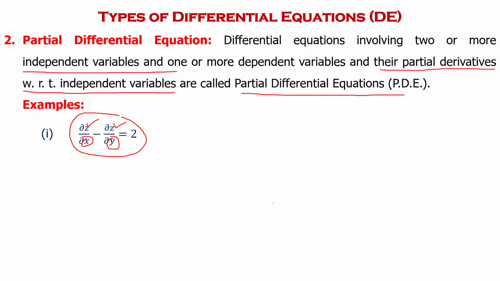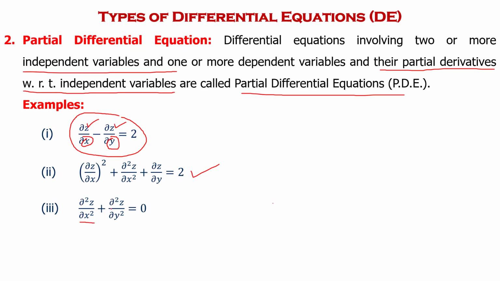It can also be defined in one line. Any differential equation in which partial derivatives are present is called a partial differential equation. So these are some examples. (Del z/del x) whole square plus del 2z/del x square plus del z/del y equal to 2 is another partial differential equation. Del 2z/del x square plus del 2z/del y square equal to 0 is the third partial differential equation.